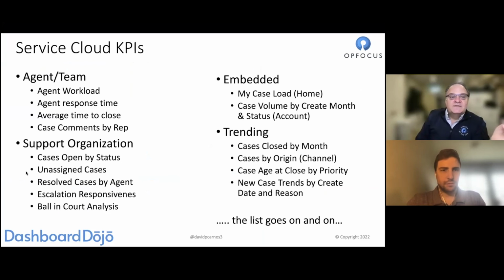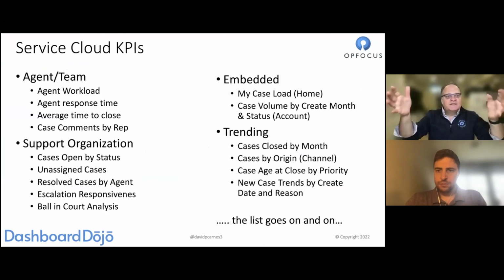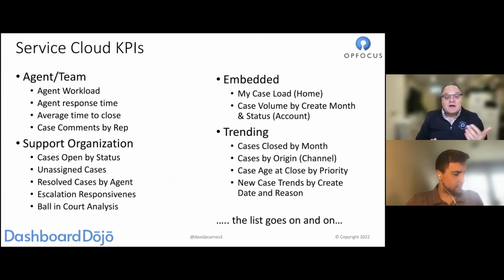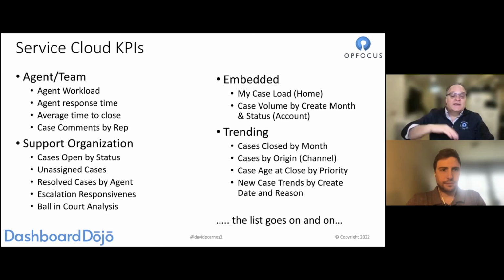This is not an exhaustive list, but for agents and for teams, knowing individual workloads is really important. Their average response times, the average time to close. We saw that on the my support agent dashboard. We might be interested in case comments. We might be interested in emails. To report on those, we'd need to create custom report types first. For the entire support organization, knowing how many cases are open, what's the case aging, how many are unassigned, what's the resolution by agent, the performance, what's their responsiveness when escalations occur.